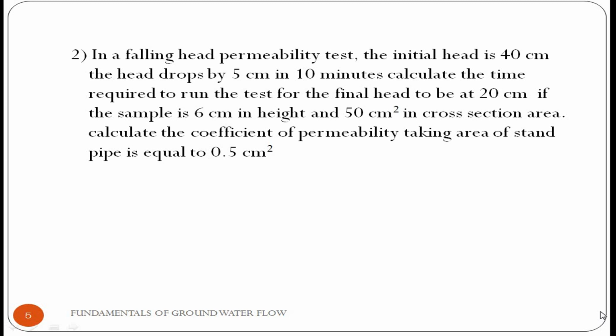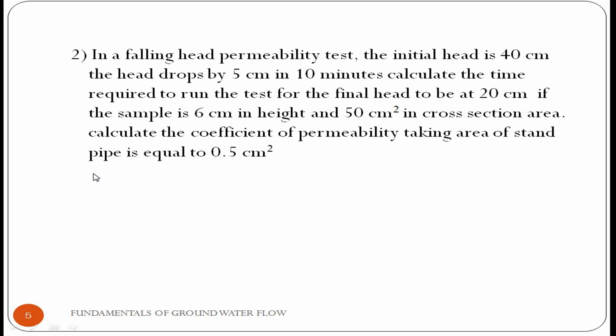So now let us take one more problem here on falling head permeability test. In this falling head permeability test, the initial head is 40 centimeter. The head drops by 5 centimeter in 10 minutes. Calculate the time required to run the test for the final head to be at 20 centimeters. If the soil sample is 6 centimeter in height and 50 centimeter square in cross sectional area, calculate the coefficient of permeability taking area of standpipe is equal to 0.5 square centimeters.